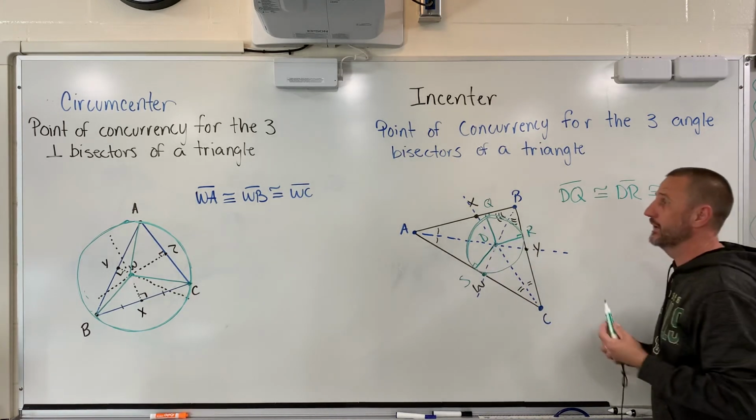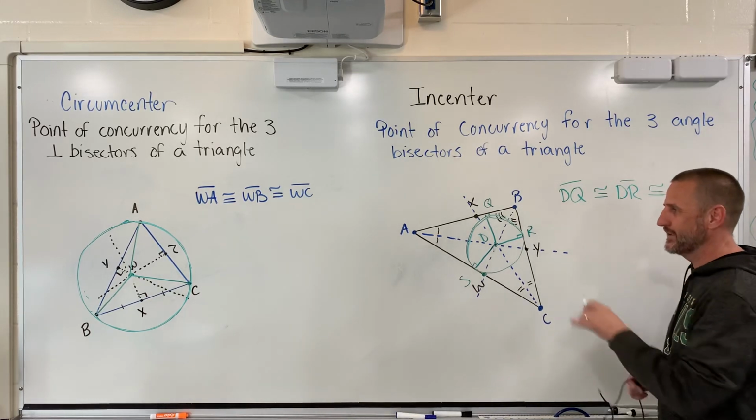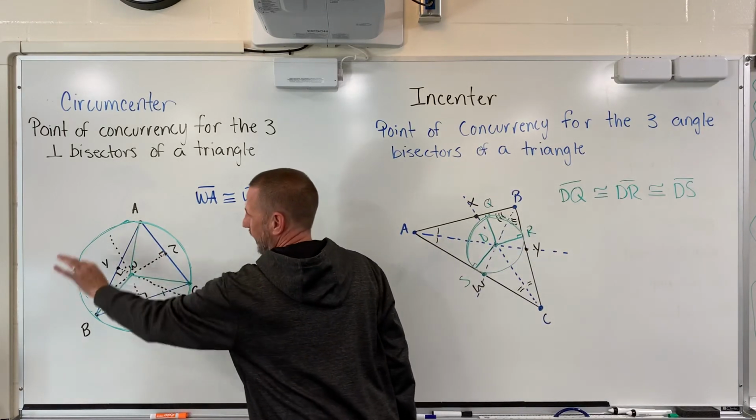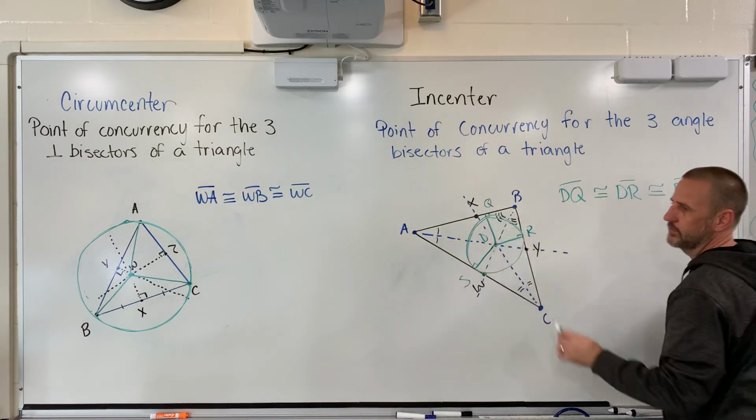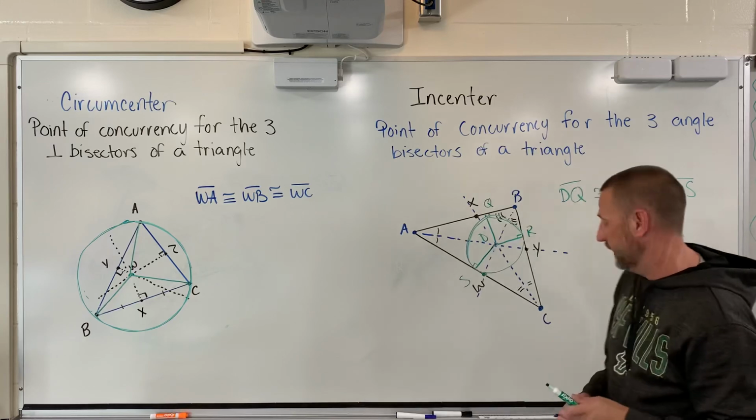And so when we look at an incenter, and this is a really terribly drawn circle, it's a circle in the triangle, whereas circumcenter is a circle outside the triangle. This one is the same distance to the edges, whereas this one is the same distance to the vertices of the triangle.